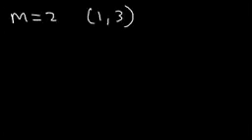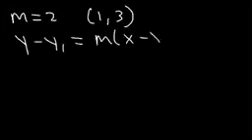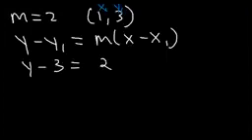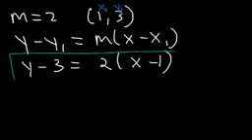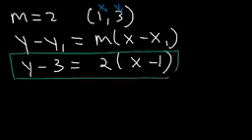So let's say the slope is 2 and you have the point 1, 3. How would you write the equation of the line that passes through the point 1, 3 and that has a slope of 2? So personally, I think it's easier if you start with the point slope equation. So this is x1 and this is y1. So let's replace y1 with 3, m with 2, and x1 with 1. So this is the answer in point slope form. It's y minus 3 is equal to 2 times x minus 1.